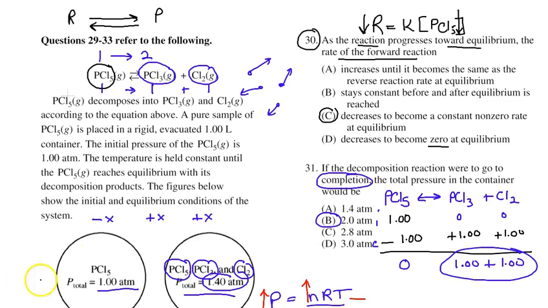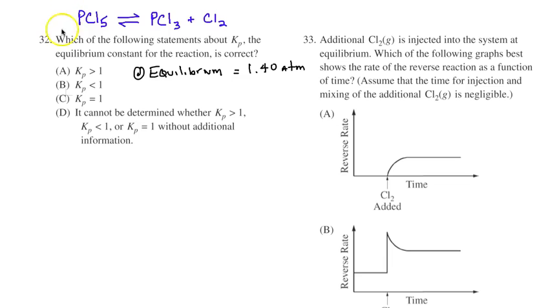Crazy. Okay, 32. Continuing on with the same group of questions for this reaction above, they said at equilibrium we have 1.40 atmospheres. We started with 1 atmosphere of the individual gas before it decomposed, and then it went to 1.4. So clearly it went forward. The question is, can we figure out what the value of the equilibrium constant is?